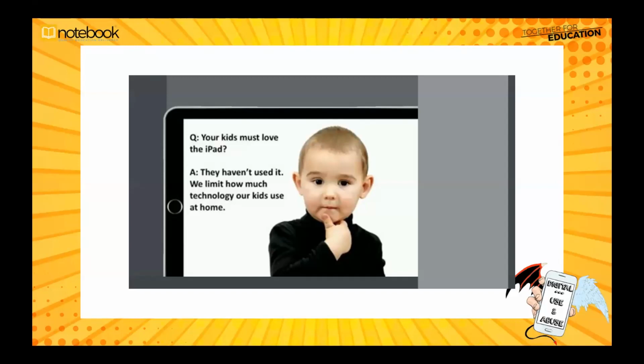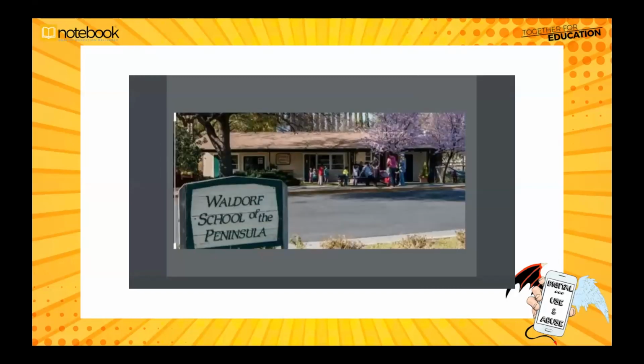There's an obvious answer to this, but what Jobs said really staggered the journalist. He was very surprised because he said, "They haven't used it. We limit how much technology our kids use at home." This is a very common thing in the tech world.